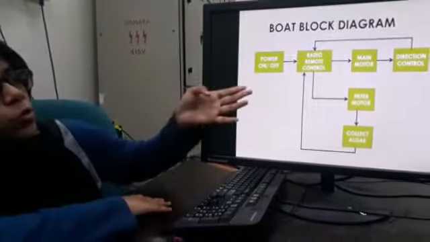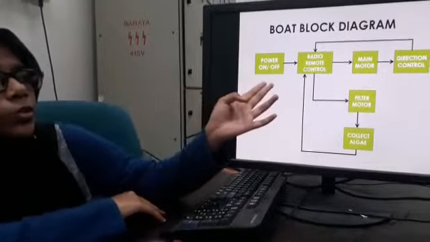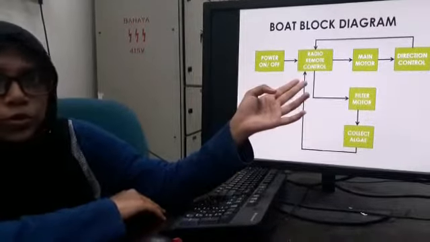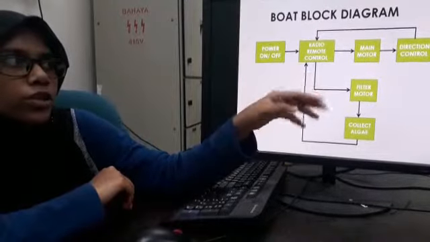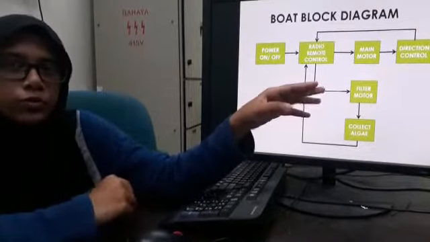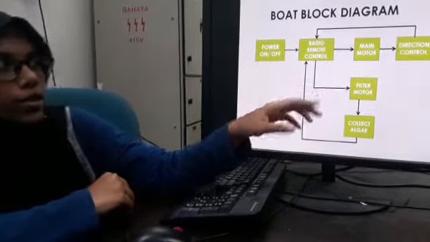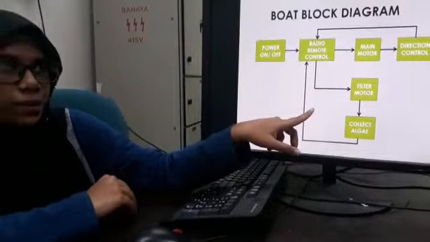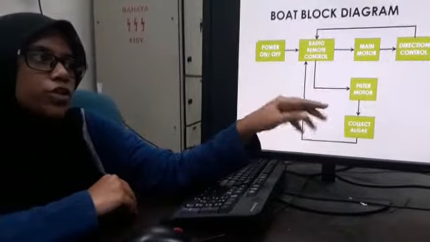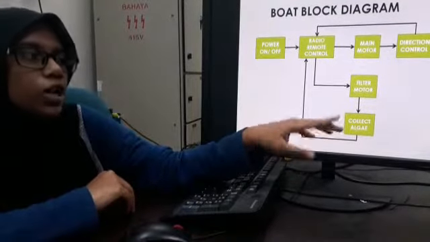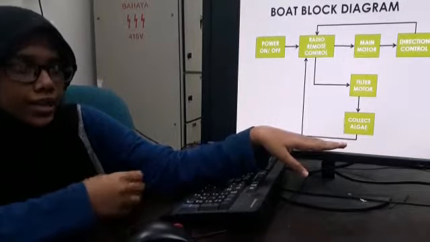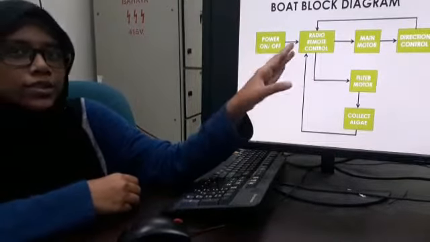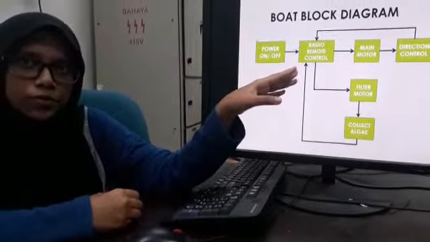Flow diagram. When we power on the boat, it will go to the radio remote control, which will send information to the main motor, which then will control the direction of the motor to move the boat either forward or backward. Whereas at the same time, the information will go to the filter motor, which will send information to collect the algae, and then it will loop again to the radio remote control.